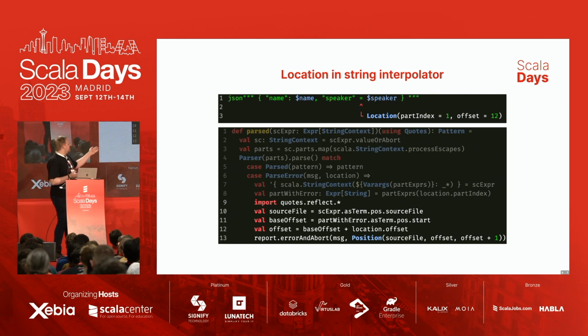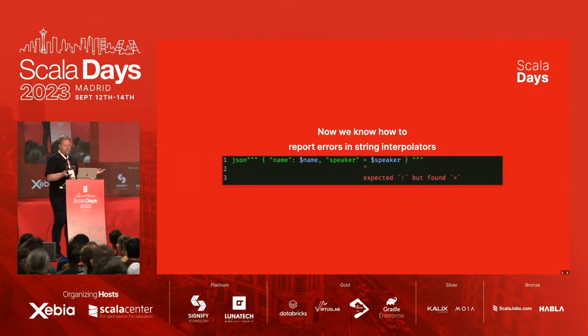So here, to construct the position, we have the source file and two offsets, because this position is a range, so I chose to only have a single character position, but we could have some longer one. And well, now we have everything we need to do precise error reporting.